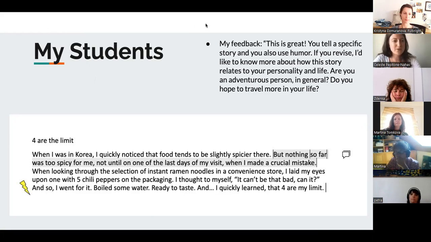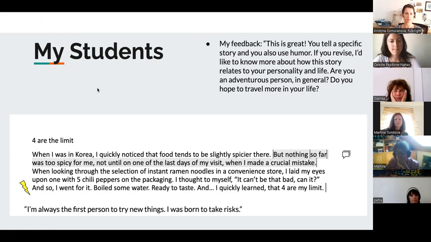And I also marked for them where I would add more. So with this lightning bolt. And I love this sentence. And so I went for it. And possibly after that, because I wouldn't want to mess up their cute ending, I would say maybe you can add some details about yourself there, such as I'm a risk taker, or I love trying new things, if that's true. That was my suggestion.